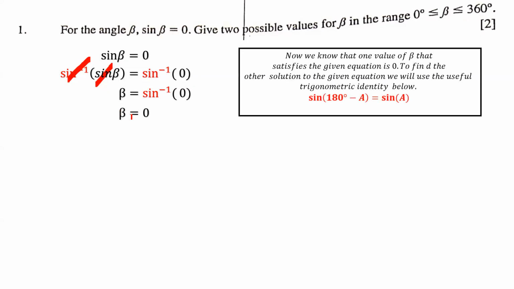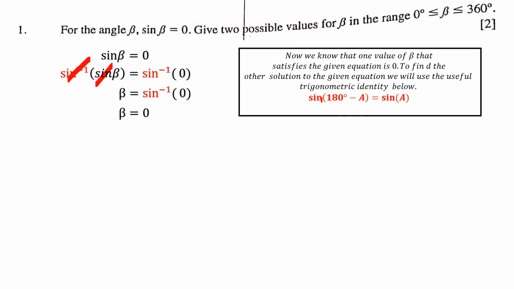Now we need to find the other beta value that makes this equation true, the other beta value such that when we put it into the sine function, we get 0. We know that one value of beta that satisfies the given equation is 0, like we saw over here. To find the other solution, we use the useful trigonometric identity below. So in order to find the next beta value that will work, we use this trig identity. We have to use this formula to help us.